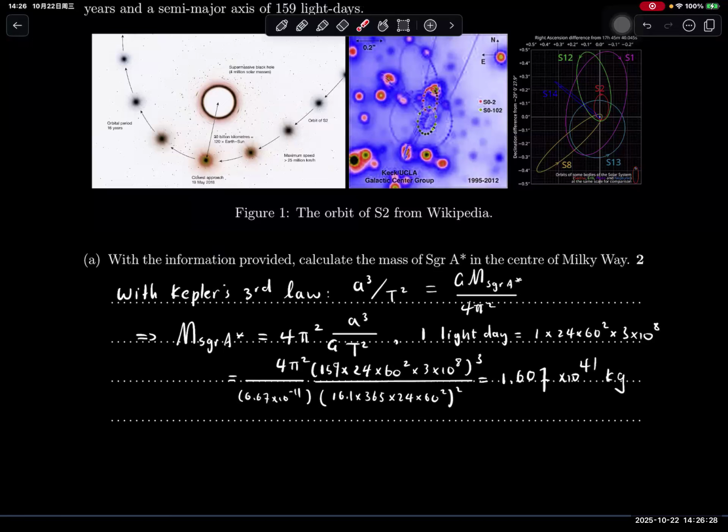Indeed, it's very huge. In comparison, our sun only has a mass of 10 to the power of 30. So that's like 10 to the power of 10 times larger. That's huge.